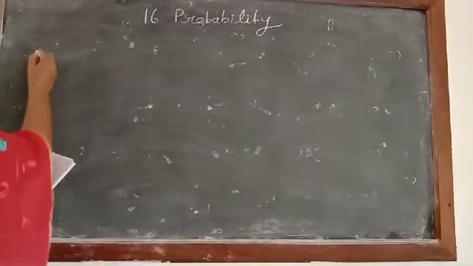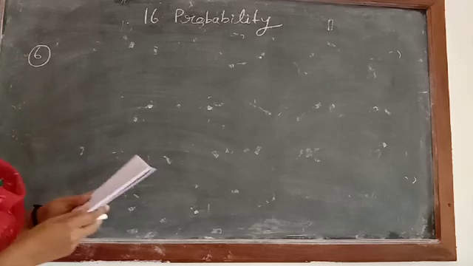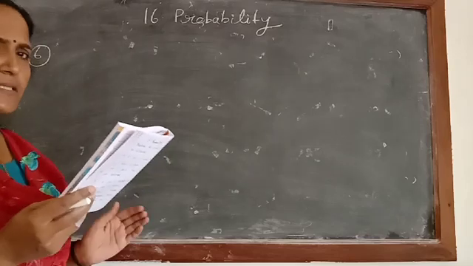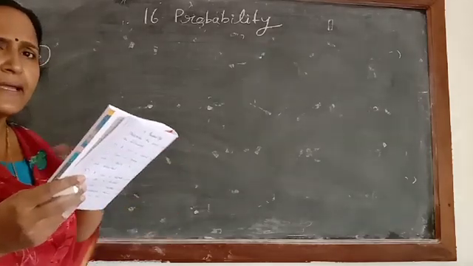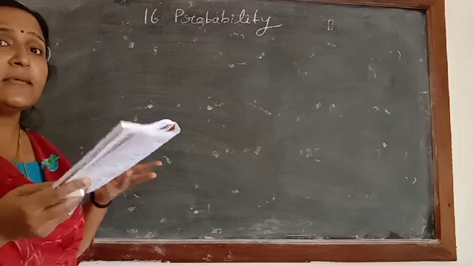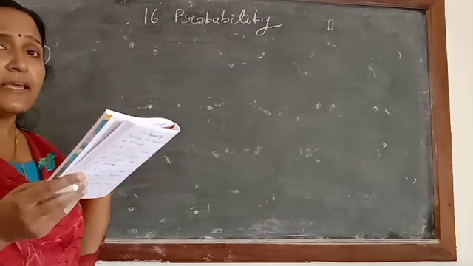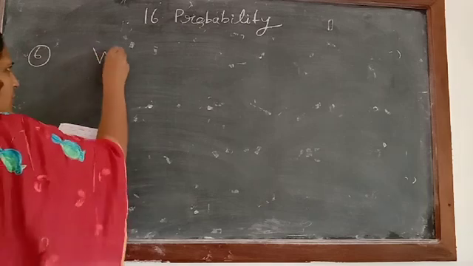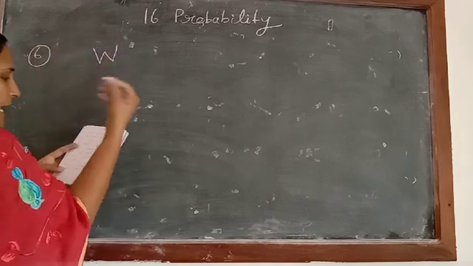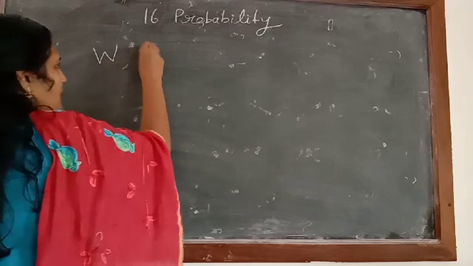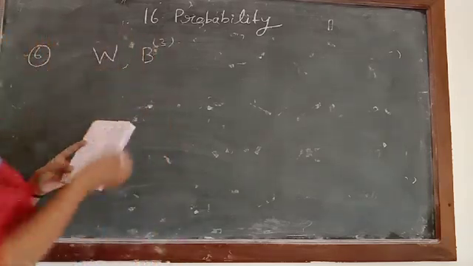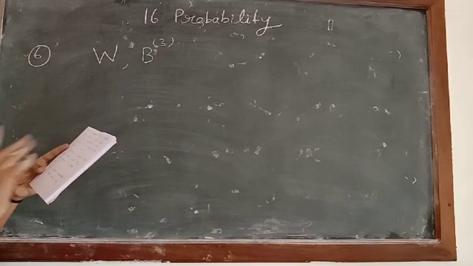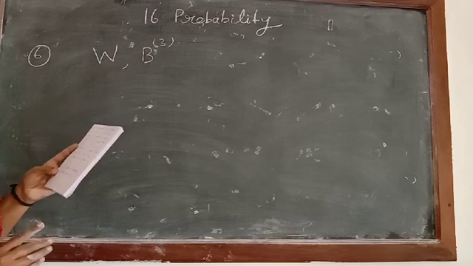In question number 6, it is written a box contains 1 white and 3 identical black balls. So what is the meaning of identical? Identical, like identical twins. Twins means we cannot differentiate between them. So here also a box contains 1 white ball. So W only we can take, and 3 identical black balls means we cannot tell which ball we are taking. So as in the previous one we wrote ball 1, ball 2, ball 3, in that way we cannot write for this sample space.